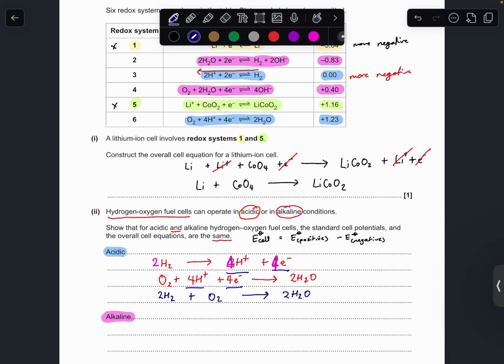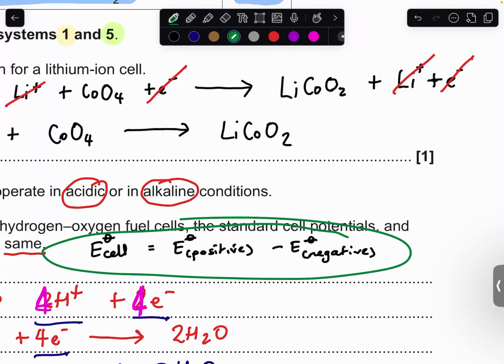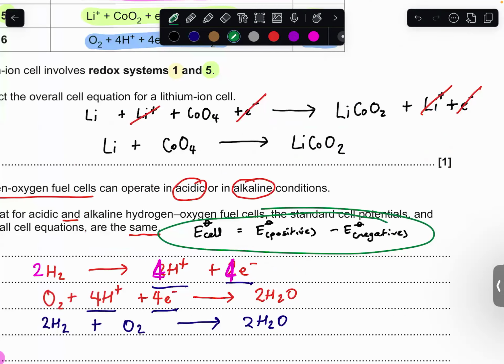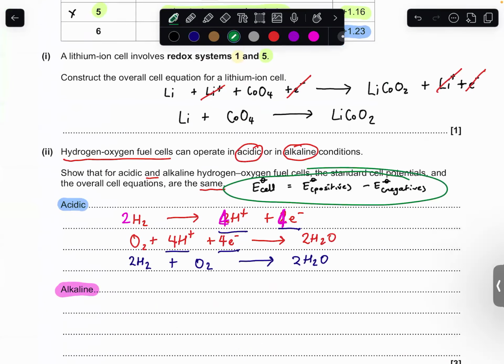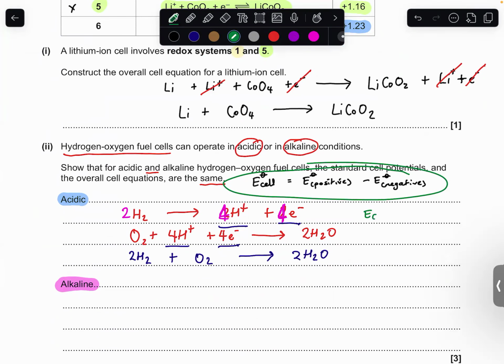Now, if you look at the electrode potential of the cell, this is the formula. The numerical value is always the positive minus the negative. So if you look at the acidic highlighted blue, it's going to be plus 1.23 minus 0, which will still give you plus 1.23 volts. Okay.